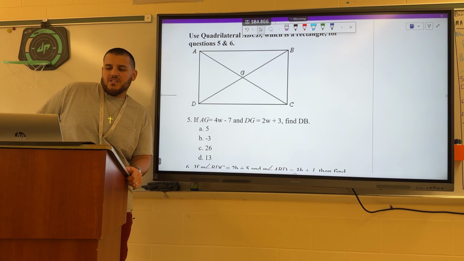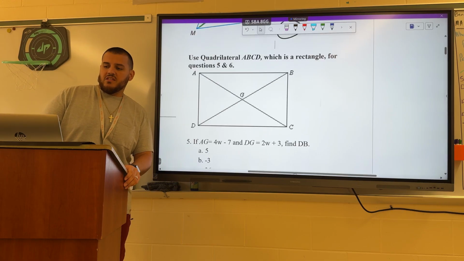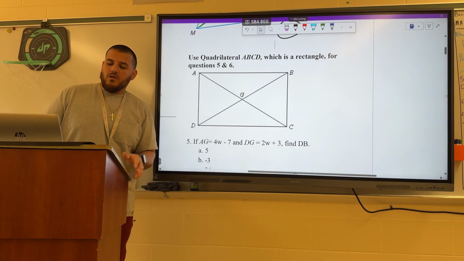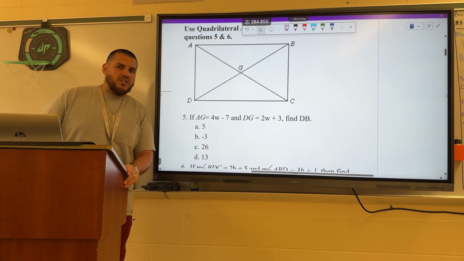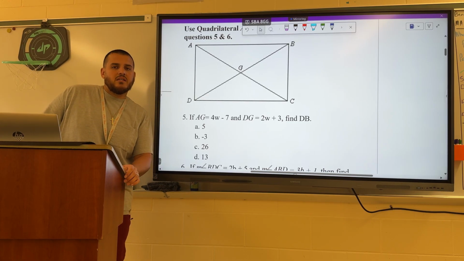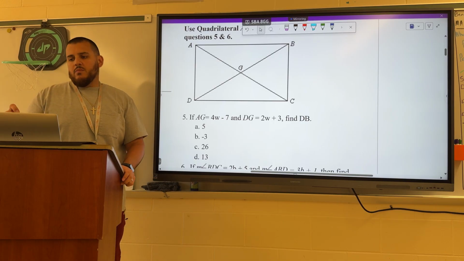We have two questions here involving a rectangle. Directions say we're going to use this rectangle for questions 5 and 6. Our first question here, 5, is asking us about a pretty simple property, which is that the diagonals of rectangles are congruent to each other.